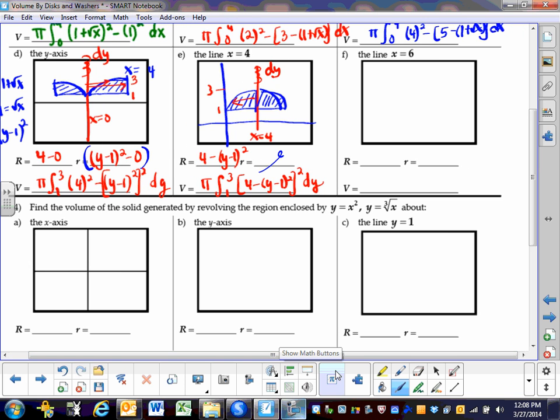If we were to take this same curve about the line x equals 6, again we're starting at y equals 1. This is x equals 4 up to y equals 3. Rotating about the line x equals 6. That's our axis of rotation, the middle of our shape, 2 units further over. So we're going to get a very different volume.